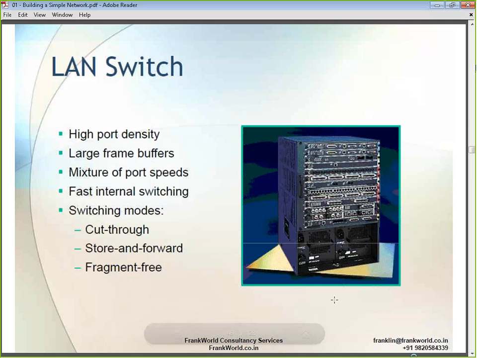Talking about a LAN switch, the photograph of a switch that you see here in the diagram is a Catalyst 6500 series switch, which looks like a mini refrigerator. The main thing about these switches is that they have a large number of ports on them. So you have a high port density, which means a high number of ports on this particular switch.